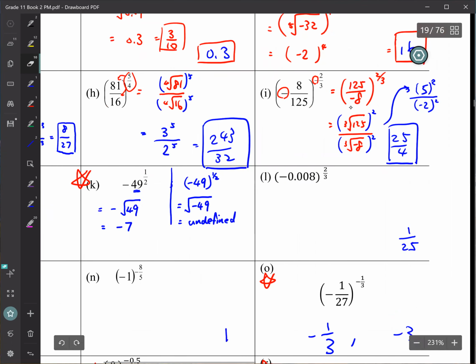Next one also has a negative, but this time it is an odd root, right? You see a cube root, that's odd. So it's okay. We have a cube root of negative 0.008 squared. That's negative 0.2 squared, 0.04, and that's the same as 1 over 25, right? So you can leave the answer in two ways.